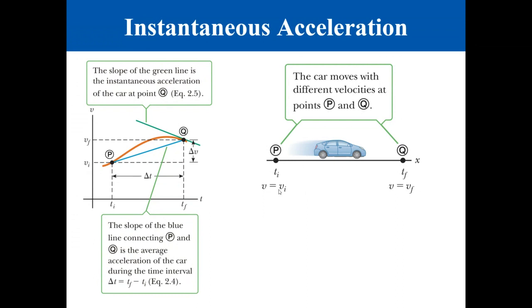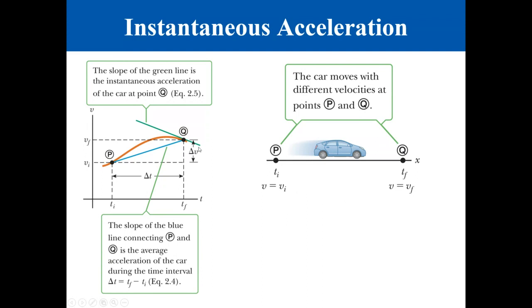So here you have this car. This is the initial velocity. This is the final velocity. This is the initial time. That is the final time. So we can calculate the average acceleration: V final minus V initial, divided by T final minus T initial. That's the average acceleration.